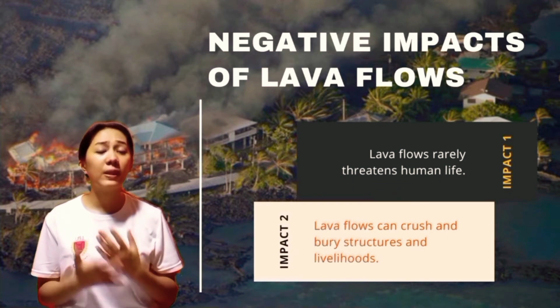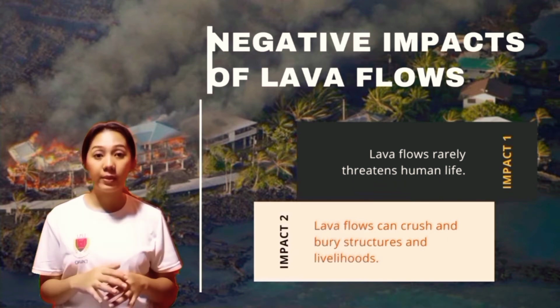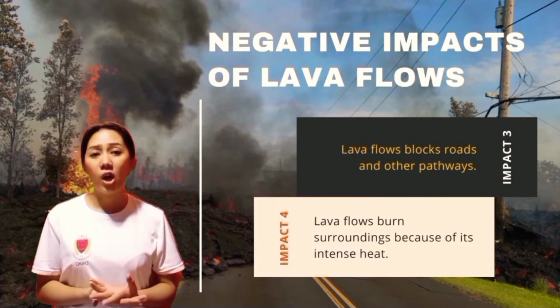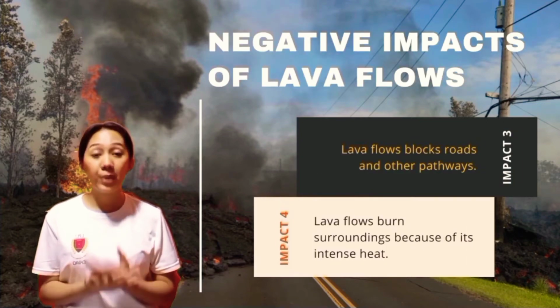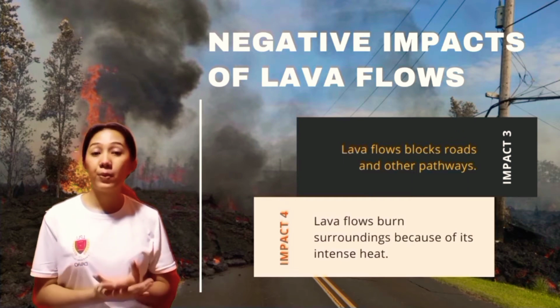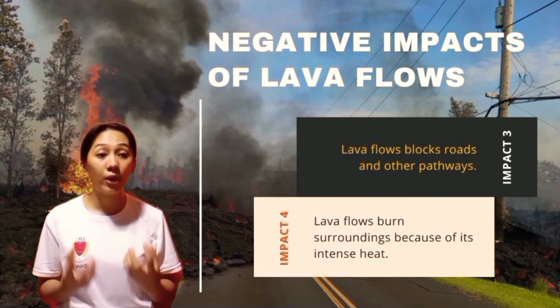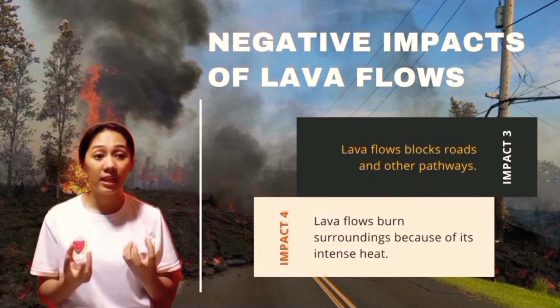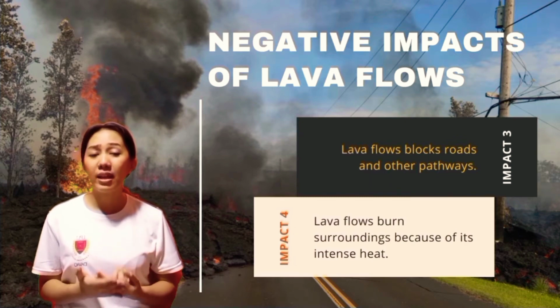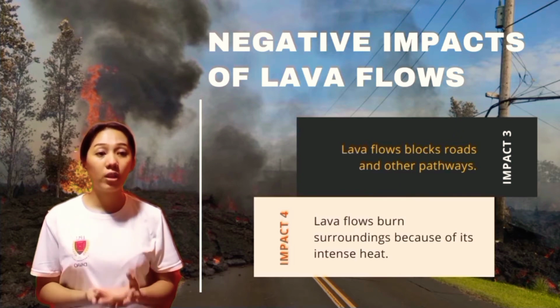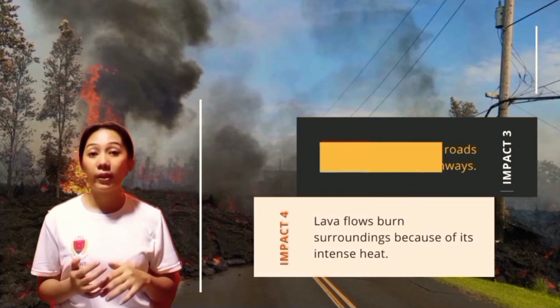Over time, they solidify, leaving the areas buried. Third, the solidification of lava also blocks roads and other pathways that are commonly used by people. And fourth, lava flows also burn the surroundings because of their intense heat. Wood, plants, and houses, which are flammable resources, can get caught on fire as lava flows along their path.